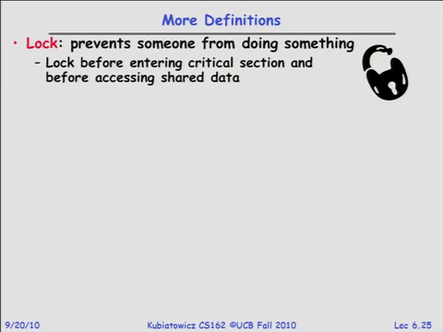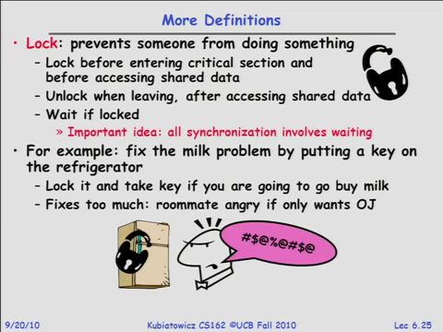So how do we fix the milk problem? We put a key on the refrigerator. You come home, you look, you see there's no milk. You lock the fridge, you take the key. You go to the store, you come back, you unlock the fridge, you put the milk in there. Does this fix the too much milk problem? Yes, but unfortunately it probably annoys your roommate, because in some sense this fixes too much. The roommate only wants orange juice and you've just locked him out of the refrigerator. But it does fix the synchronization problem and you do make them wait.